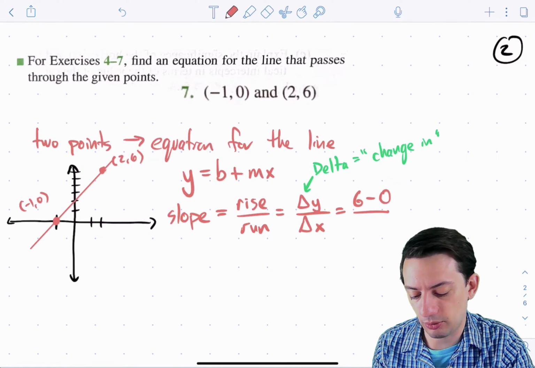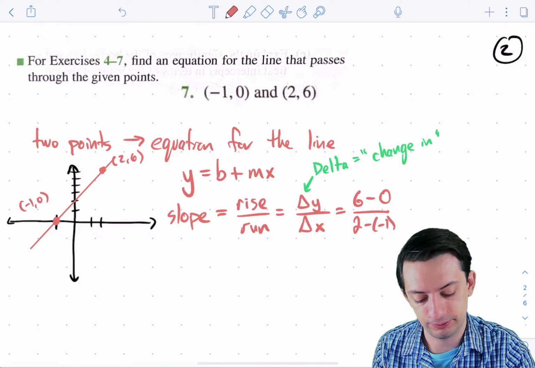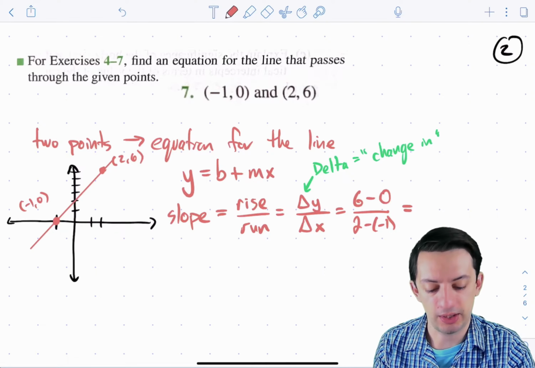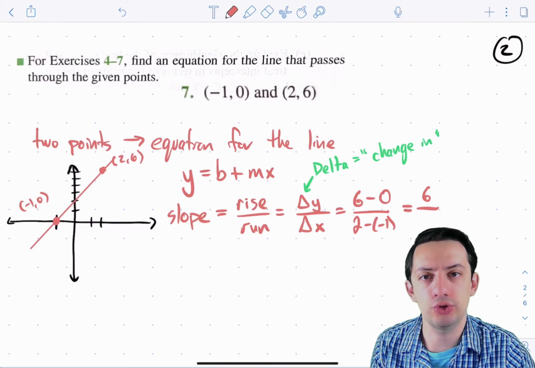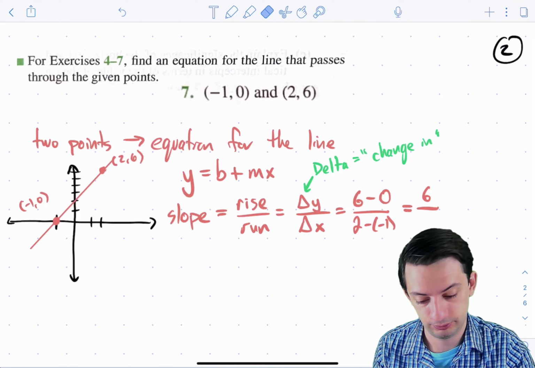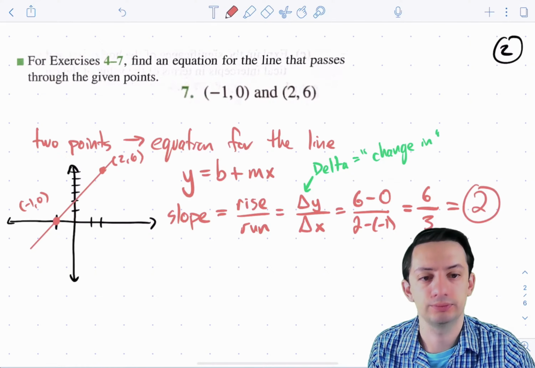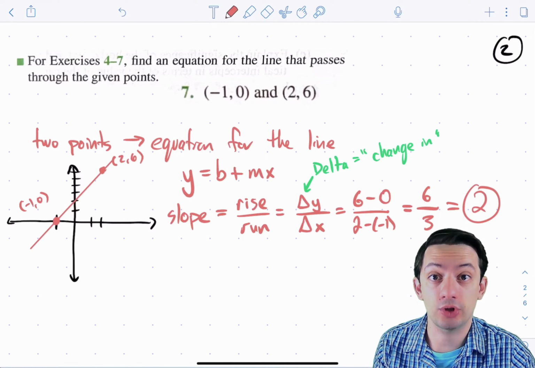How about x? You start out at -1, and you end up at 2. So how far do you go? 2 minus -1. Now that's 6 over 2 minus -1. That's 2 plus 1. That's 3. For a slope of 2. OK, so we have our slope.